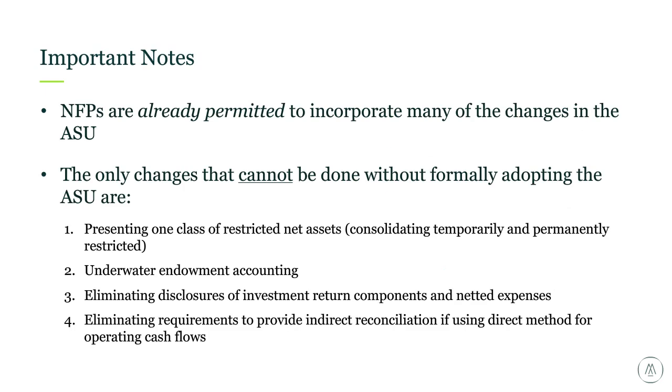Just some important notes here. You may have already seen some of these provisions already adopted in the last year or so as this pronouncement came to be. And many of our not-for-profits are already permitted to incorporate many of these changes in the ASU without formally adopting. There are a few changes that are not allowed to be presented without formally adopting the ASU. And just so you're aware of those: presenting one class of restricted net assets, so consolidating that temporary and permanently restricted net asset classifications, underwater endowment accounting, eliminating disclosures of investment return components and netting expenses, and eliminating requirements to provide indirect reconciliation if you're using the direct method for operating cash flow presentation.